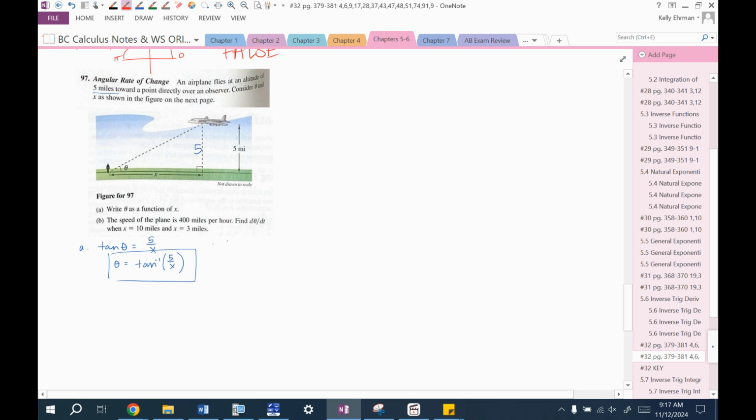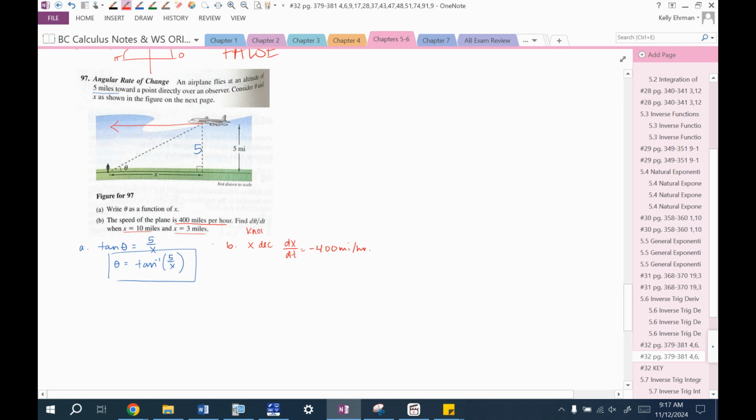Now part B says the speed of the plane is 400 miles per hour. Now find d theta dt when x is 10 and when x is 3. Now the speed of the plane is flying toward the observer, which means x is decreasing. So because x is decreasing, the distance from the point under the plane to the observer, dx dt is equal to negative 400 miles per hour. All right, so this feels like a know, find. So that's what we know.